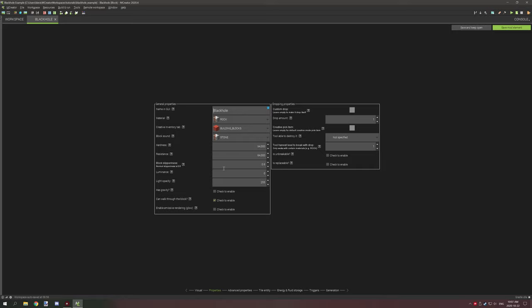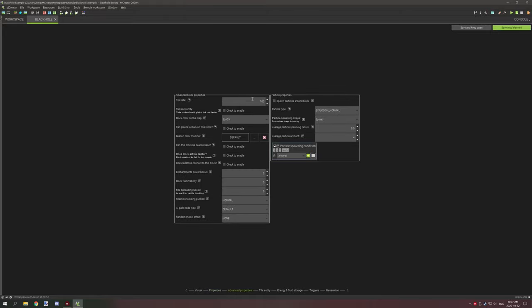You can give it a GUI name, and the rest is pretty much the same, outside of you want to make sure that people can walk through it. And you probably want to disable block drops as well. I just saw that. Outside of that, let's move on.